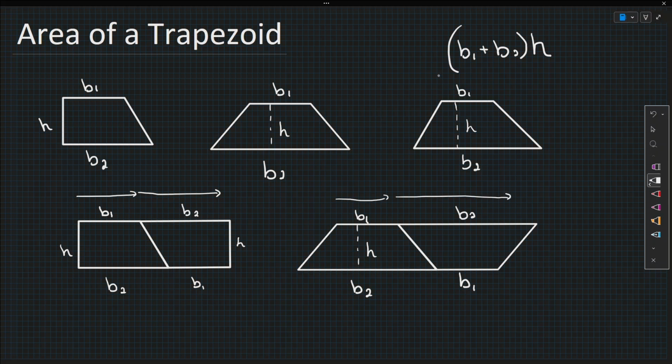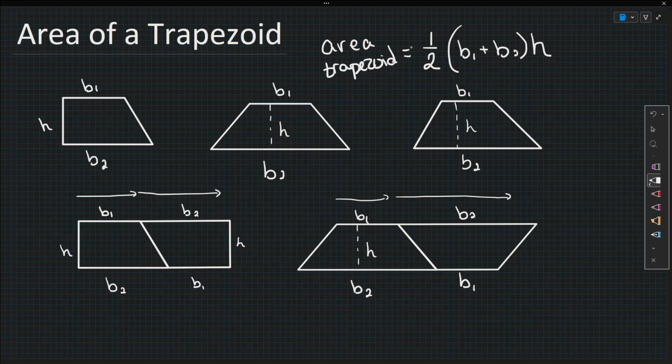So, since it takes two trapezoids to make our parallelogram, we would then need to half this so that we get only one of our parallelograms. So, the area of our trapezoid would be 1/2 b1 plus b2 times h.